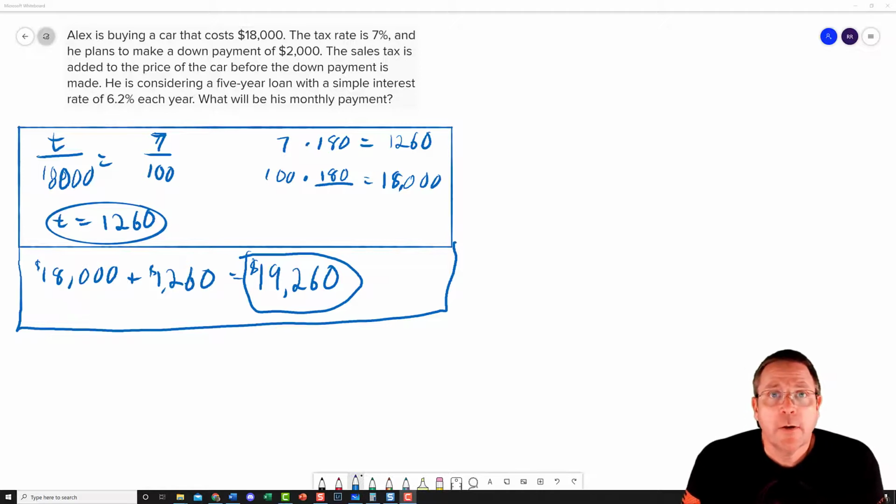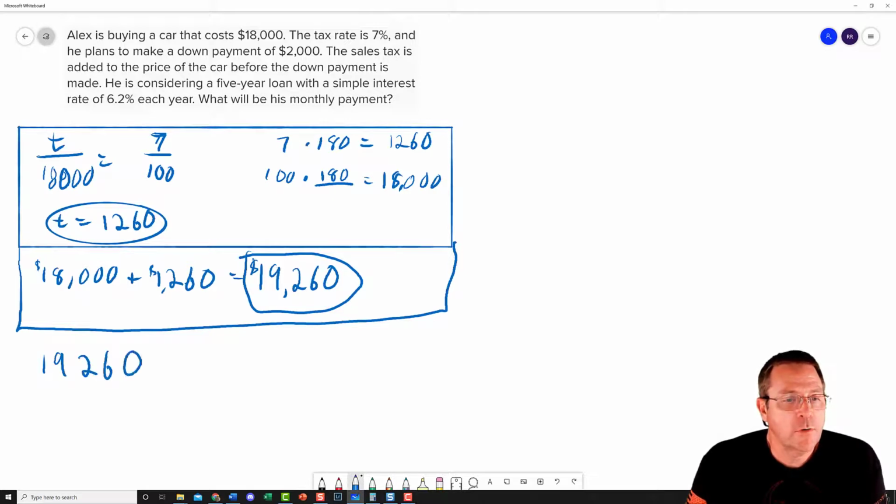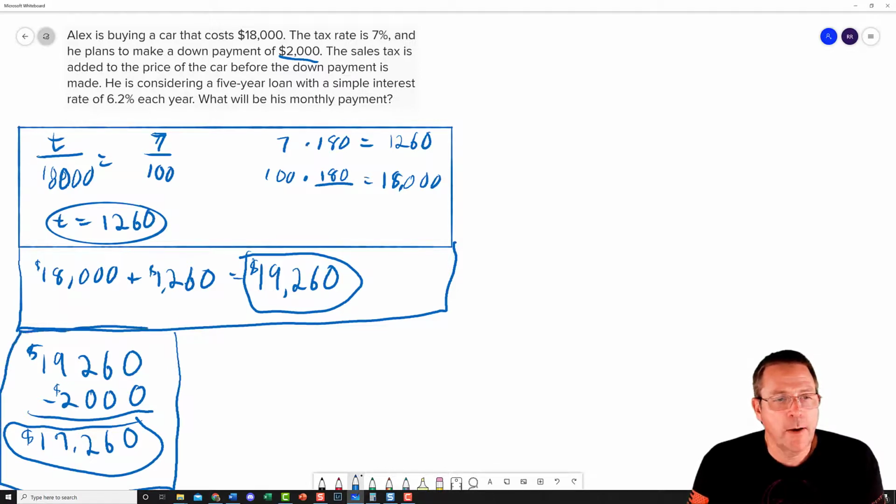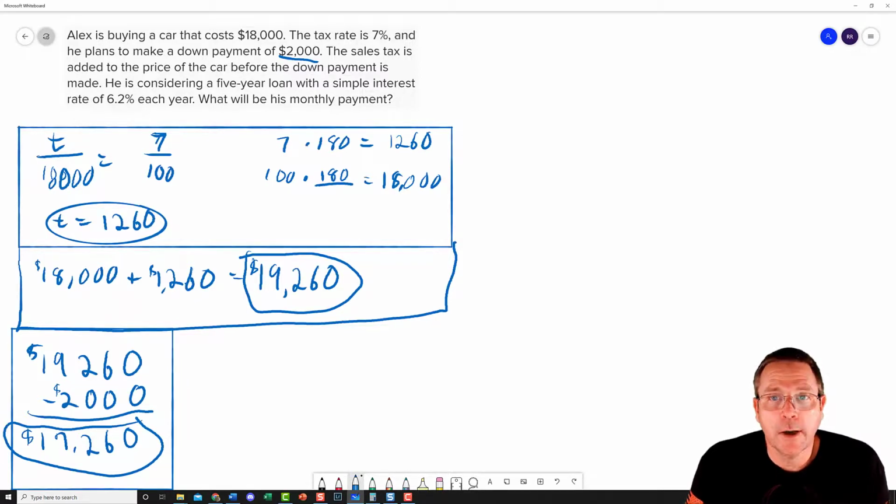Next, we have to find out how much is going to be financed. So we're going to take that $19,260 and we're going to subtract the $2,000 down payment, and you can see that right here, a $2,000 down payment, and that means we're actually financing $17,260 on the car. That's the amount that's going to get plugged into our simple interest formula, and we're going to box off that work, keeping it all neat and organized.